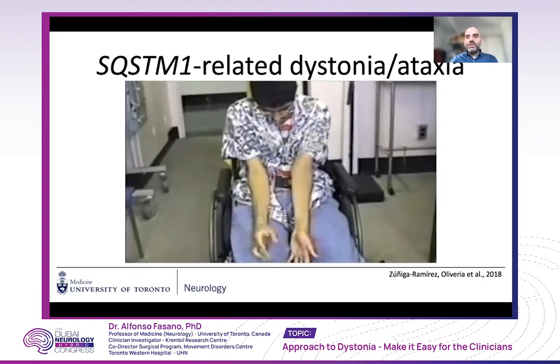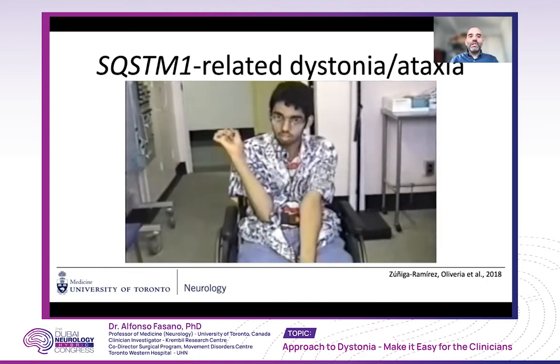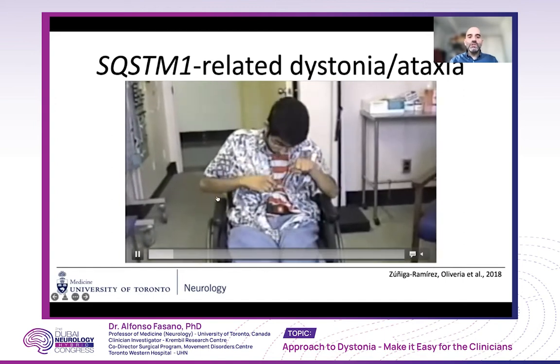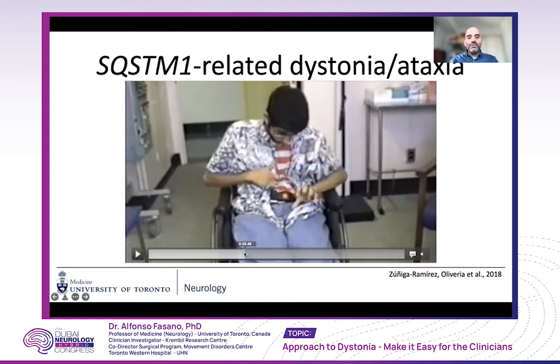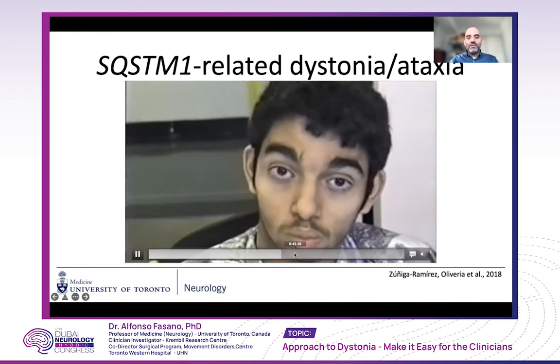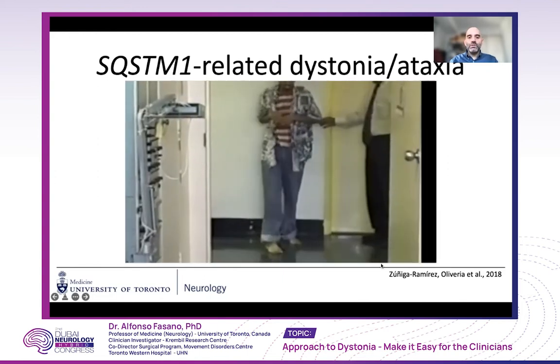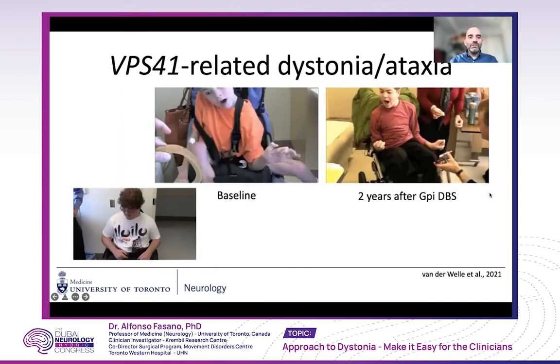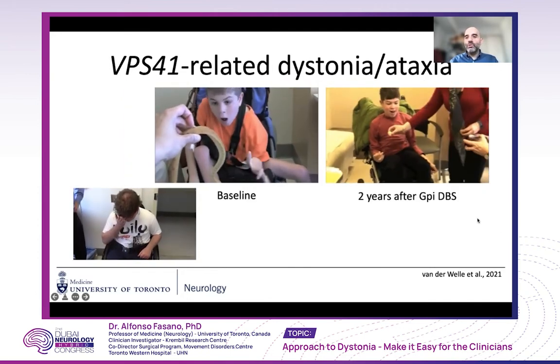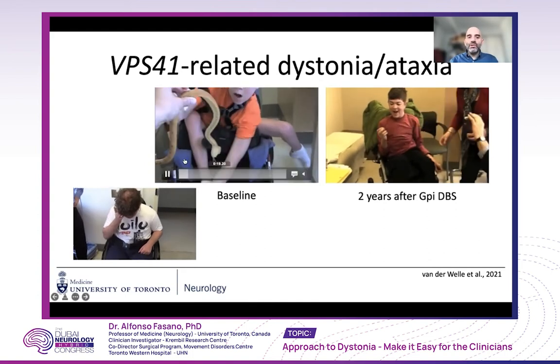There are rarer conditions causing a combination of dystonia and ataxia. This is the sequestosome gene, an autosomal recessive form. The patients have dystonia, sometimes myoclonic movement, and ataxia, as you see in a second when the patient walks. These are very rare syndromes, exactly like VPS41, just another example of a very rare syndrome.